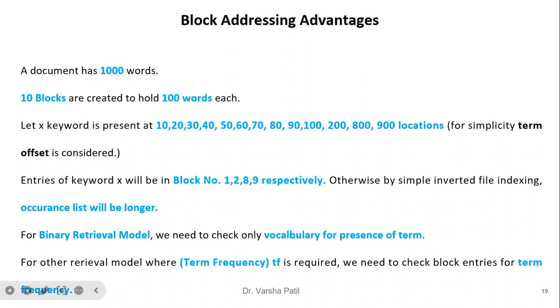For the binary retrieval model, this is very important to understand. For the binary retrieval model, we need to check only the vocabulary for presence of the term. There is no need to go to that particular block. But for other retrieval models, for example term frequency or proximity queries, we need to check the block entries for the term frequency or that particular order of the words.